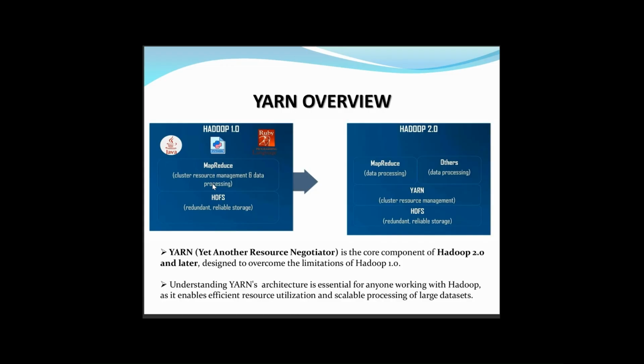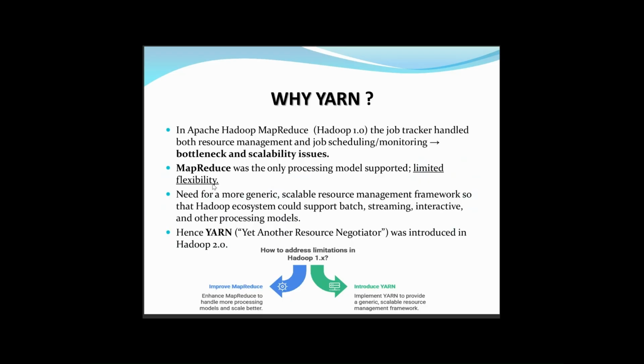So YARN, or Yet Another Resource Negotiator, is the heart of Hadoop 2.0 and the later versions. It was designed to fix the major issues in Hadoop 1.0, mainly related to scalability and resource management. Think of YARN as the brain of Hadoop. It decides what job runs where and how much resource each job gets. By doing this, YARN makes Hadoop faster, more efficient, and capable of running many different types of data processing tasks. In the next slide, we have why YARN was introduced.